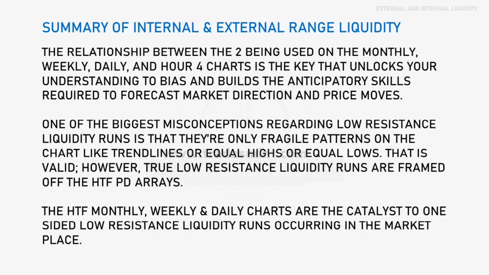One of the biggest misconceptions regarding low resistance liquidity runs is that there are only fragile patterns on a chart, like trend lines or equal highs or equal lows. That kind of pattern is valid. However, true low resistance liquidity runs are framed off the higher time frame PD arrays. So think about that: monthly levels, weekly fair value gaps, and so on. The higher time frame monthly, weekly and daily charts are the catalyst to one-sided low resistance liquidity runs occurring in the marketplace.